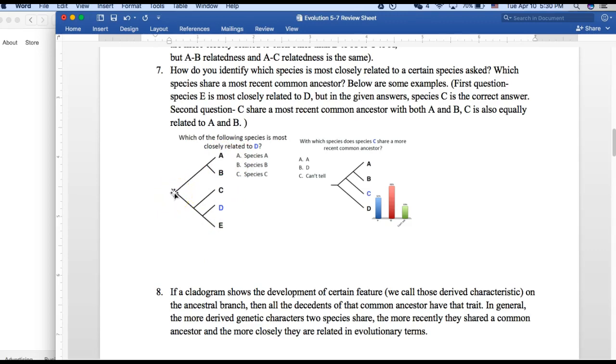So first you need to be able to find where the common ancestor is, and if three different species share the same common ancestor, that means the three are related, right? If A and D share the most recent common ancestor right here, and A and E also share it right here, that means A and D's relationship is the same as A and E. Okay?